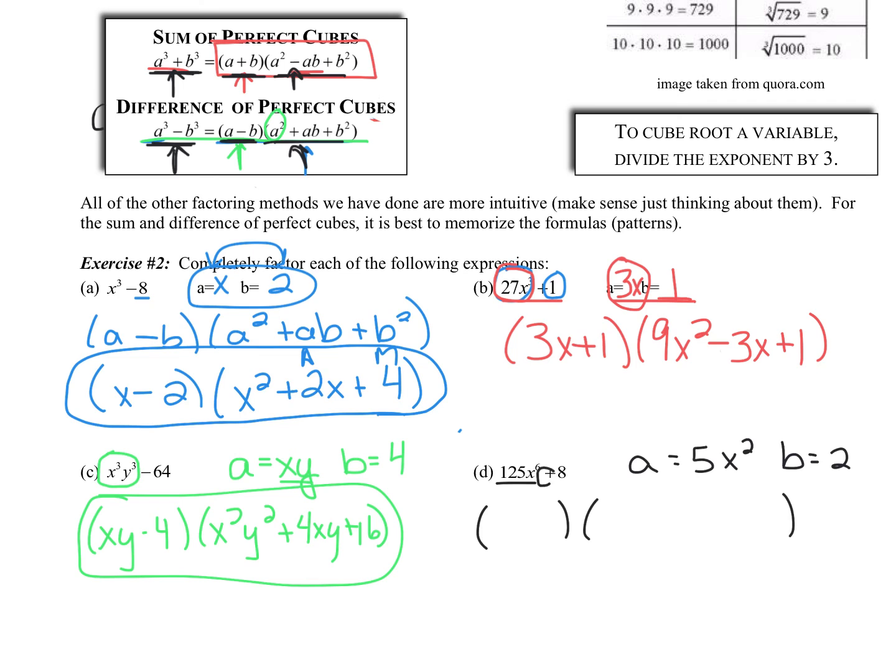So because this is a positive, I know here I'm going to have 5x squared plus 2. Over here, a squared, if I square this, it's going to be 25x to the 4th. Okay, multiply them together. Now here the sign is opposite of what I started with, so that's minus 10x squared. And then b squared at the end is just 4. So that's your sum of perfect cubes. We have a couple more on the next page.